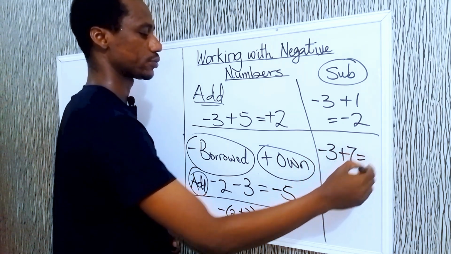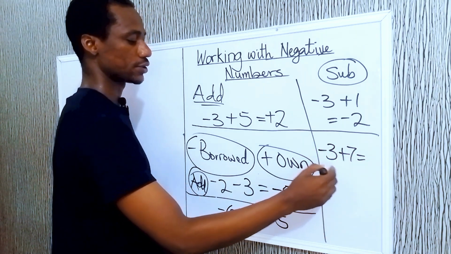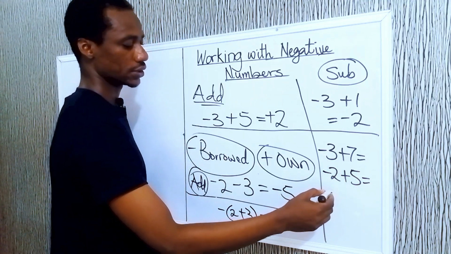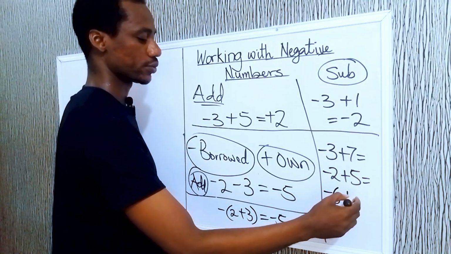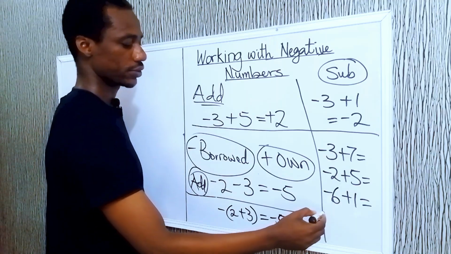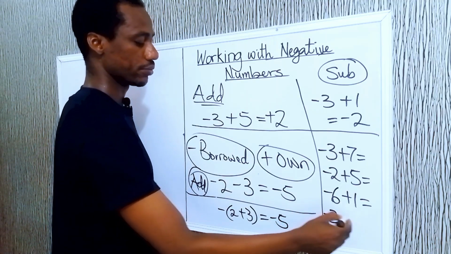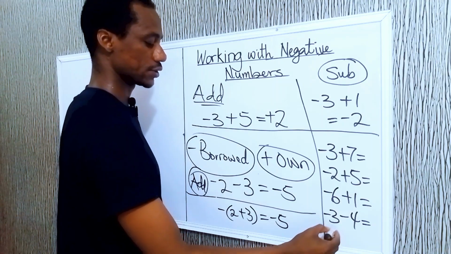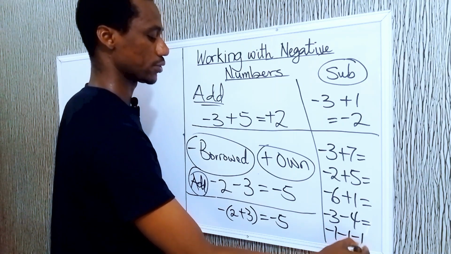Negative 3 plus 7, what would that give you? Negative 2 plus 5, what would that give you? Negative 6 plus 1, what would that give you? Negative 3 minus 4, and then finally negative 1 minus 1 minus 1.